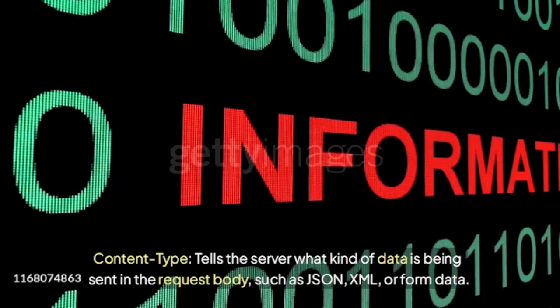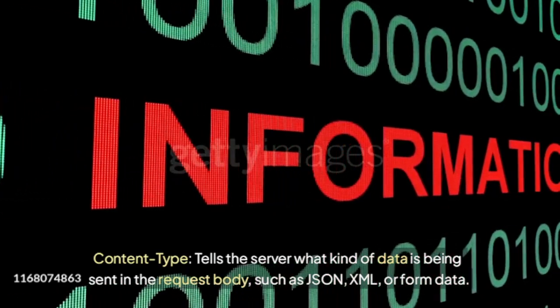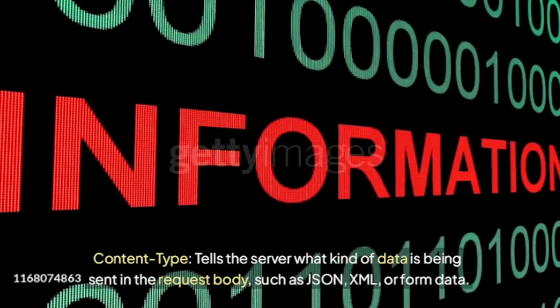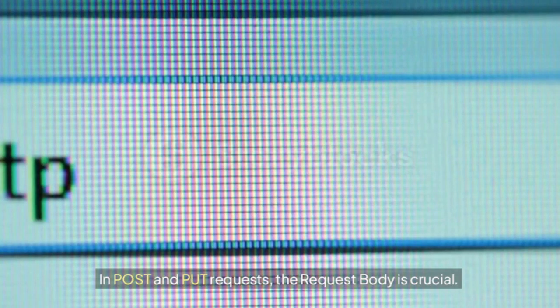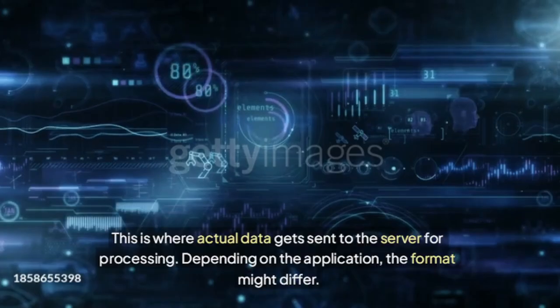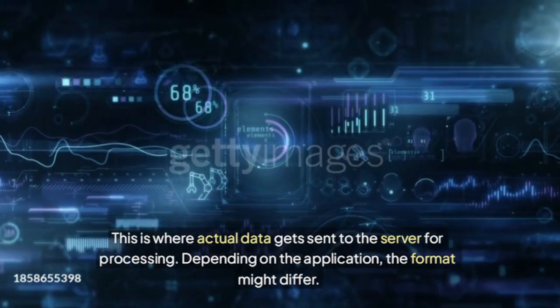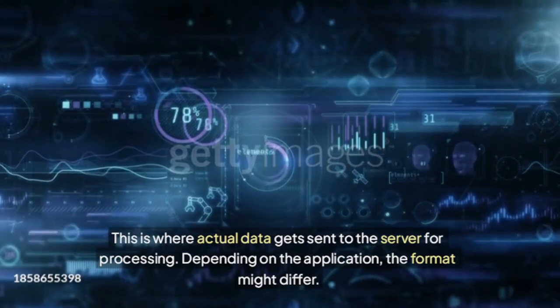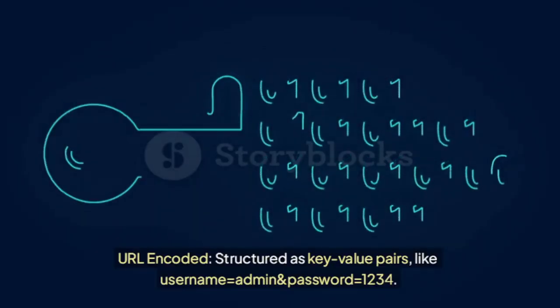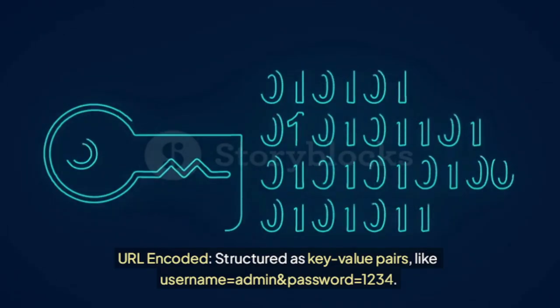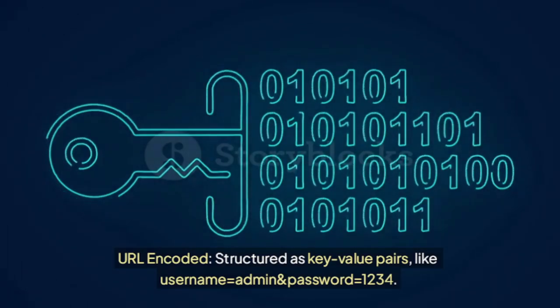Content-Type tells the server what kind of data is being sent in the request body, such as JSON, XML, or form data. In POST and PUT requests, the request body is crucial. This is where actual data gets sent to the server for processing. Depending on the application, the format might differ. Common body formats include URL-encoded, structured as key-value pairs, like username=admin and password=1234.